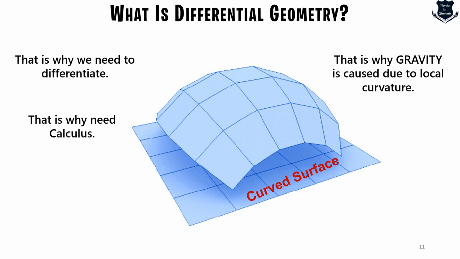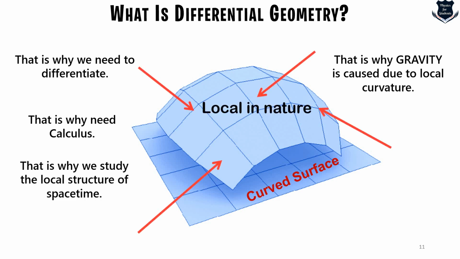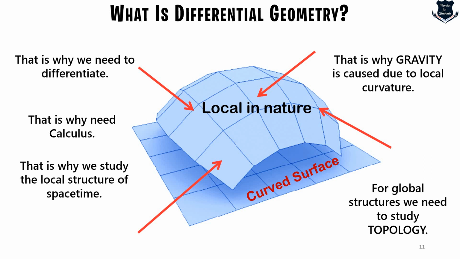If gravity is caused by local curvature, then how do we measure this local curvature? Obviously by calculus. That is why we study the local structure of space-time, and that is why differential geometry is called the study of the local surface. We do not study global areas; for that we need topology. So you can already understand the distinction between differential geometry and topology: the first deals with the local nature, and topology deals with the global structures.